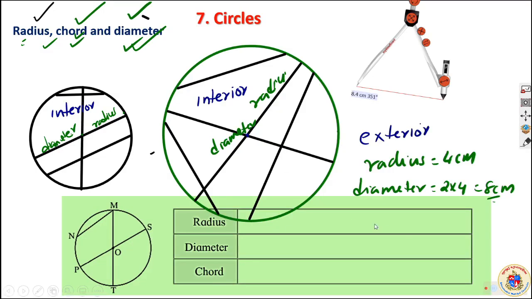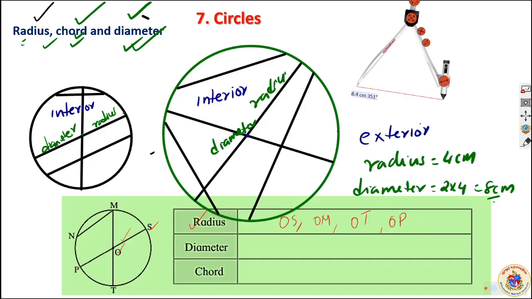Here is a picture from your textbook where you are asked to write the radius, diameter and chord of the given figure. In that case, we can see that a radius must be from the center to the circle. OS is a radius, O to S, this length. OM is also a radius. OT is also a radius. OP is also a radius, correct?